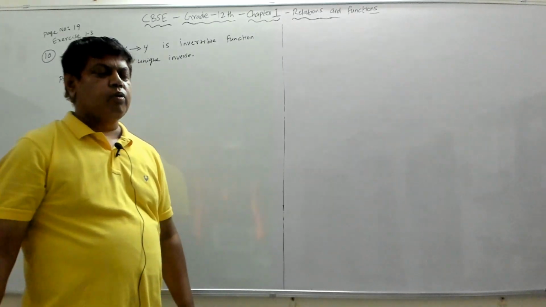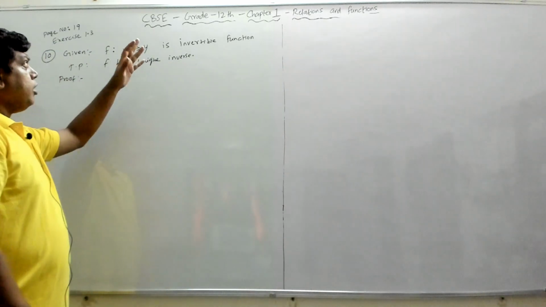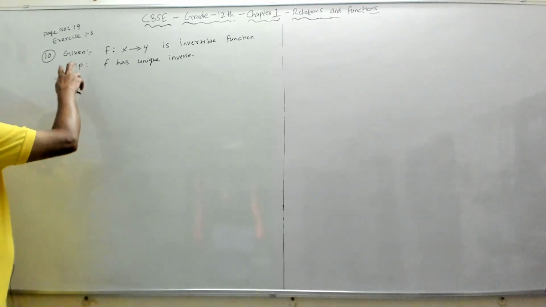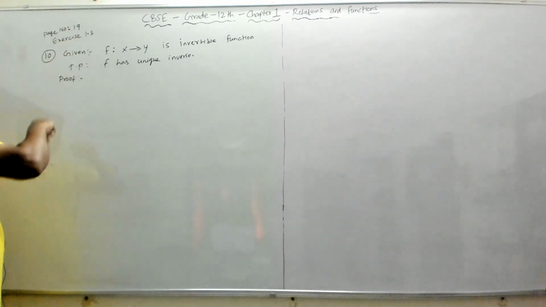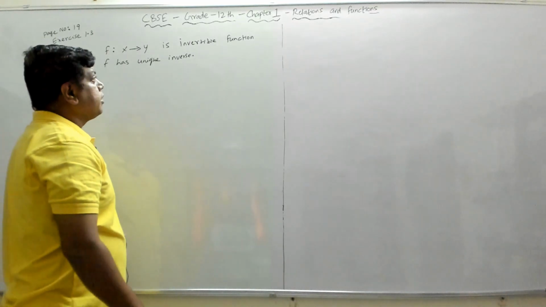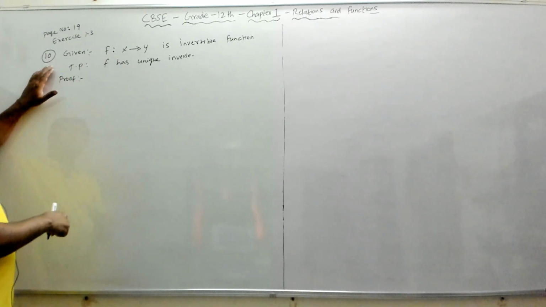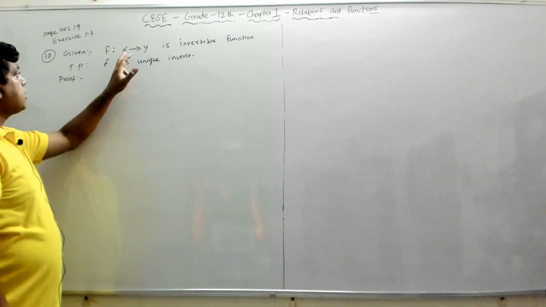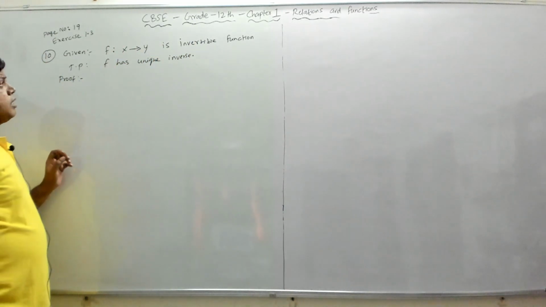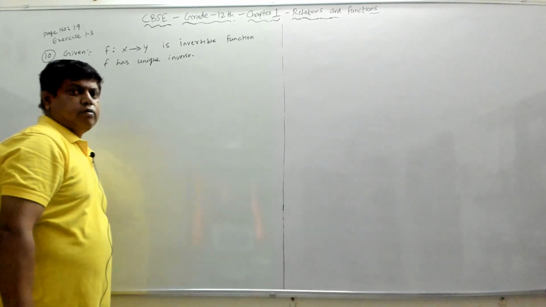In this video, we'll continue with the chapter Relations and Functions from your 12th standard CBSE Mathematics, and I will continue with exercise 1.3, page number 19, problem number 10 in your textbook. Right? And the question is, the 10th question, it says, given that f is a function from X to Y, is an invertible function. F is an invertible function, and we have to prove that f has a unique inverse.